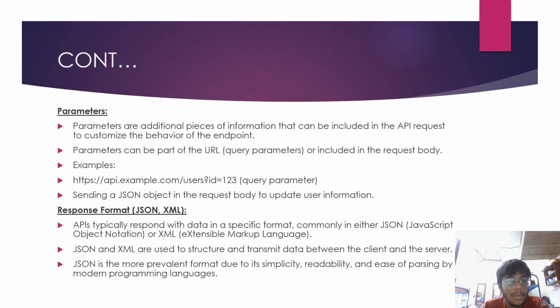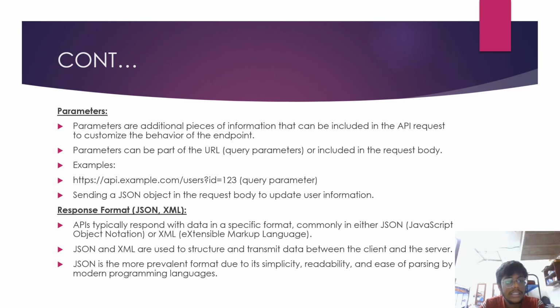Next component is parameters. Parameters are additional pieces of information that can be included in the application programming interface request to customize the behavior of the endpoint. Parameters can be part of the URL, which is a query parameter, or included in the request body. Example, there is a user ID, question mark, user ID equal to 123. It is a query parameter. Sending a JSON object in the request body to update user information.